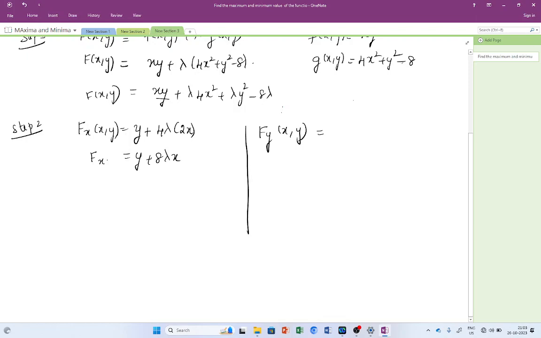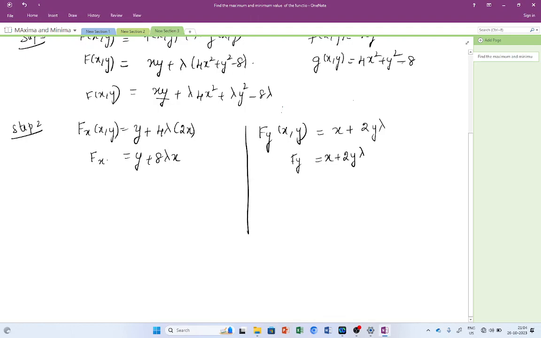Next, F_y(x, y): you can write the same equation and differentiate with respect to y. So differentiation of xy is x, and the second term doesn't have any y, so this is a constant, and differentiation of a constant is 0. Now this term has y, so lambda y square, when you differentiate, will be 2y lambda. And finally, the last term doesn't have any y terms, so the derivative of that will be 0. So now this is my F_y. F_y is x plus 2y lambda.